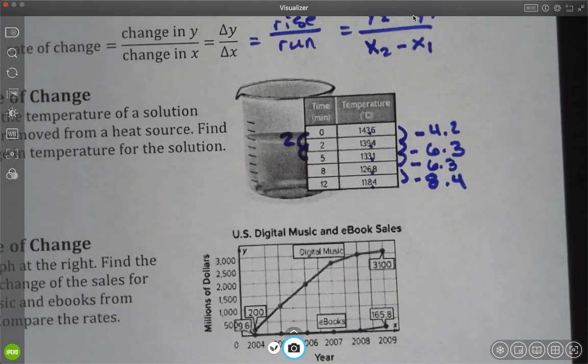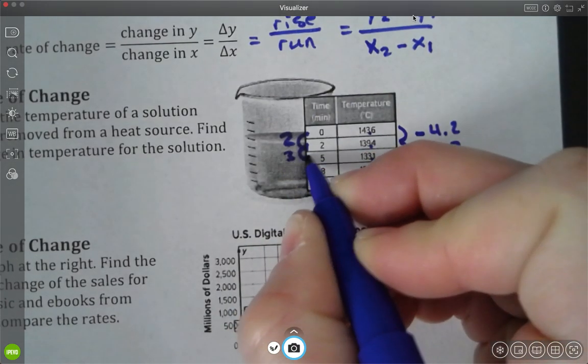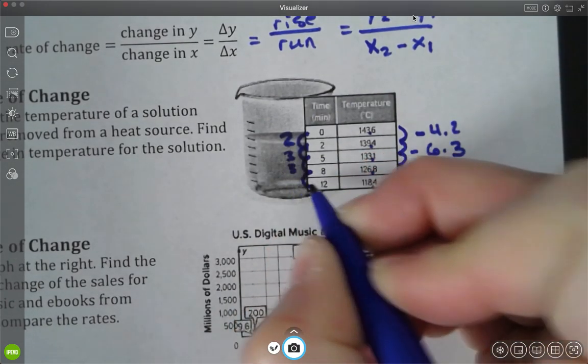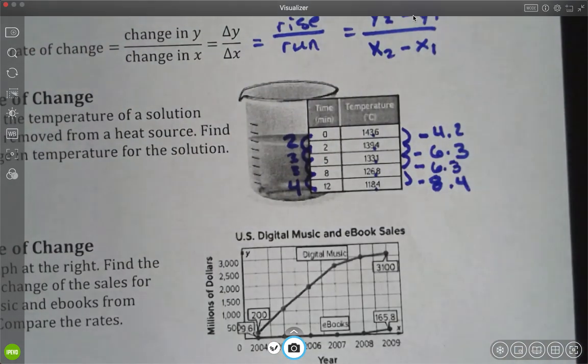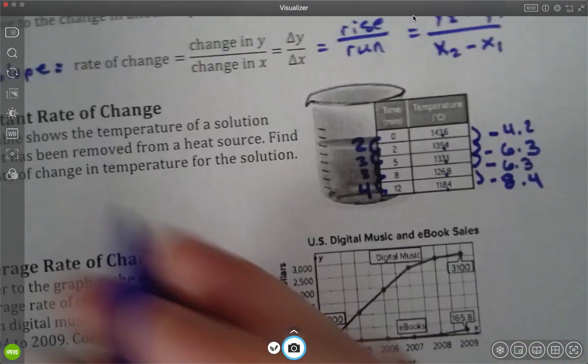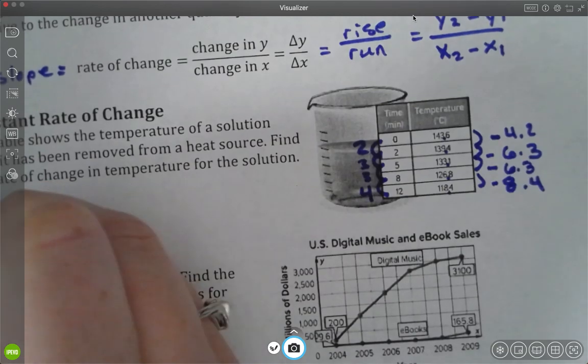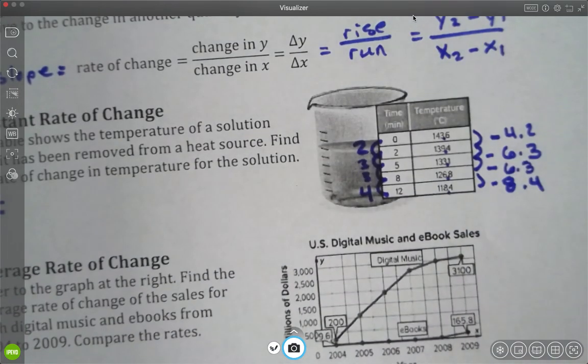Okay, so 2 minutes have elapsed from 0 to 2. How about from 2 to 5? 3. How about from 5 to 8? 3. And 8 to 12? 4. So if we're doing the rise over the run, right? The rise is negative 4.2 the first time. Over the run is 2. Okay, what is that?